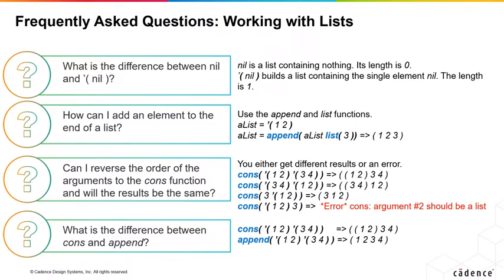Finally, what is the difference between cons and append? One way to look at this is to pass the same arguments to each function and see the different results. In the first case, for cons, we're passing in the list 1, 2 and the list 3, 4, and you can see it keeps the list 1, 2 as a sublist in the result. It does not merge them. In the second case, append, taking in the same two lists, will result in a merged list where 1, 2, 3, and 4 are merged into a single list with no sublist.